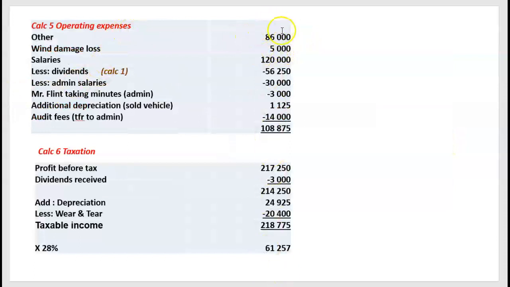Now they say that they've included this dividend in other operating expenses. So therefore we want to remove that out of our operating expenses. So less 56,250, I'm going to take it out of the expenses and I'm going to do that as a distribution in my statement of changes in equity. Don't worry about how we're going to do that. We're still going to get there. All you have to know for now is to take it out of my expense figure. Good.